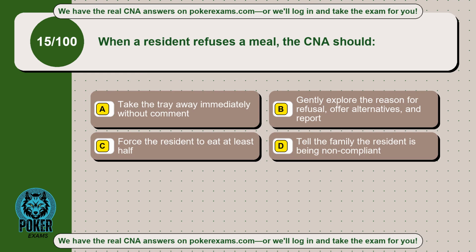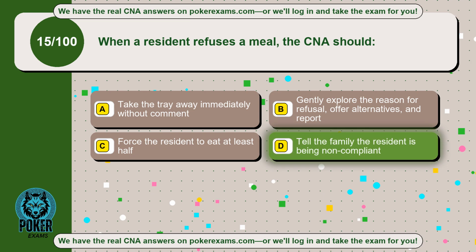Question 15. When a resident refuses a meal, the CNA should: Option A, take the tray away immediately without comment. Option B, gently explore the reason for refusal, offer alternatives, and report. Option C, force the resident to eat at least half. Option D, tell the family the resident is being non-compliant.